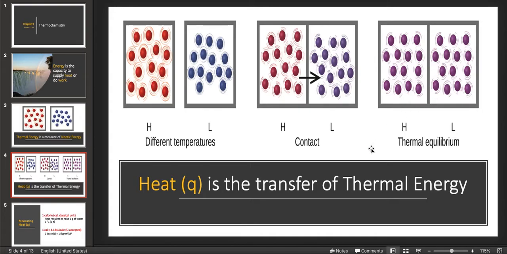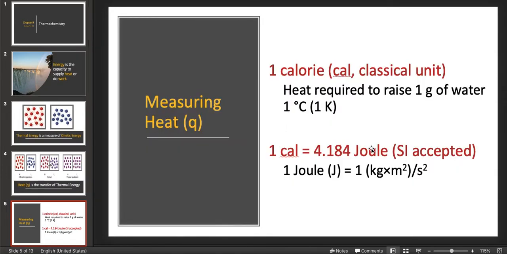How do we measure the heat or thermal energy? We measure heat in two different units. One, which is the classical unit, is the calorie. But because it depends on the pressure, the atmospheric pressure, and the initial temperature of the water, we don't use it in the SI unit. Although it is still very widely used because it's very easy to do, it's very easy to measure.